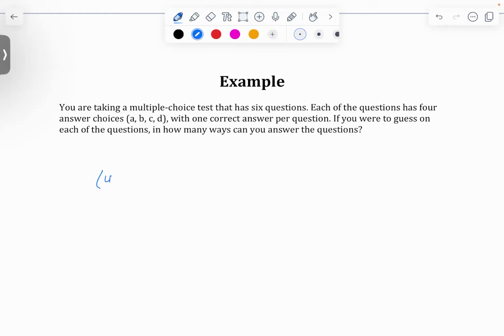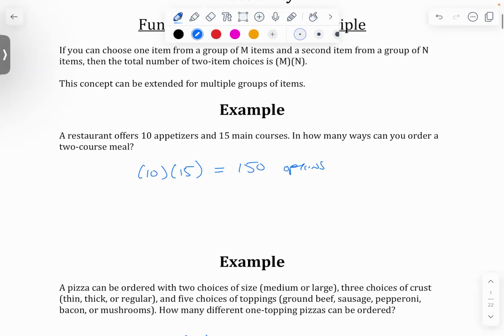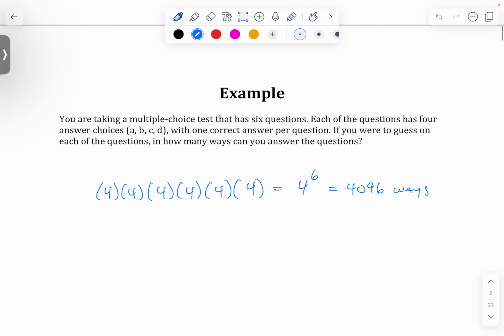So the idea here is that there are 4 options on question 1, 4 options on question 2, question 3, question 4, question 5, and question 6. When things are multiplied over and over again, I could write this as 4 to the 6th power. This leads into what is known as the power rule.